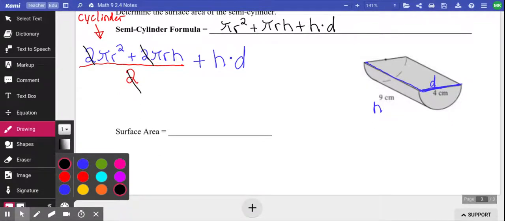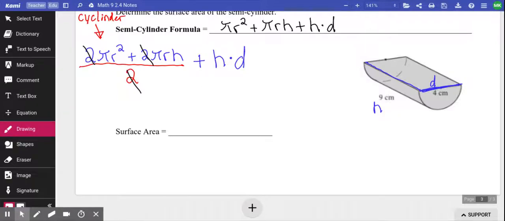So we want to figure out the surface area of this thing. I'm going to start by figuring out the surface area of the can. The surface area of a can would be 2 times pi times the radius, which is 2, squared, plus 2 times pi times the radius, which is 2, times the height, which is 9. If I put that in my calculator, that will tell me the area of the entire can.